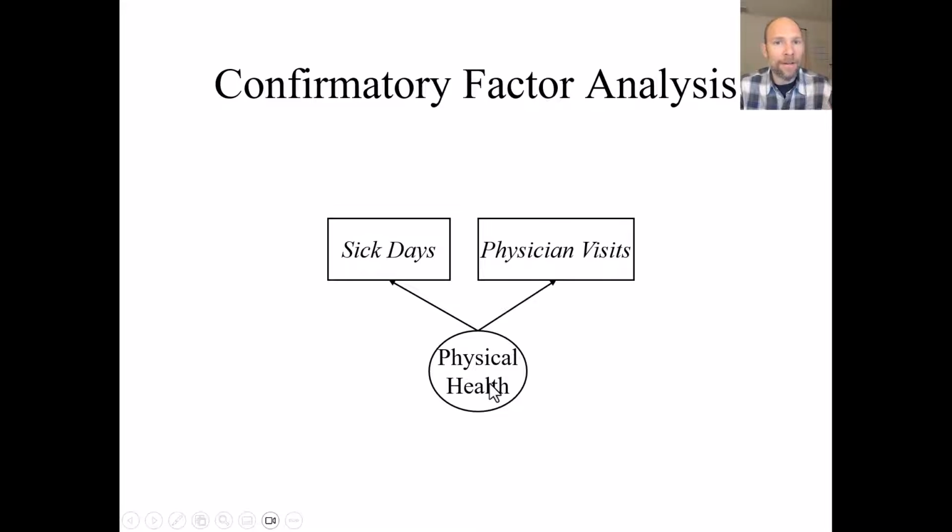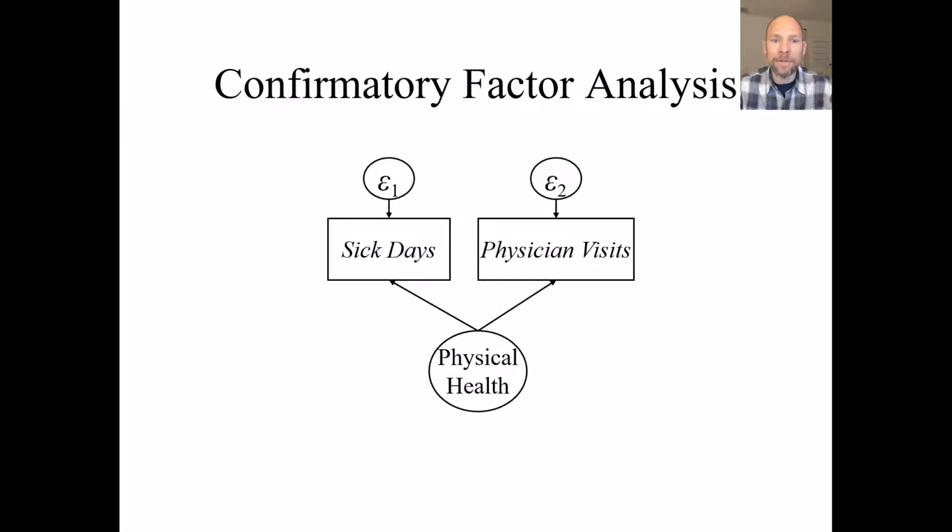Basically, you can imagine the latent variable to suck up that covariance between the sick days indicator and the physician visits indicator, and that is what identifies the variance of that physical health factor, conceptually speaking. At least roughly, that's what's happening mathematically: the variance of this physical health factor is based on the covariance between the two indicators. And so that variance of the physical health factor reflects true score variance that is corrected for measurement error.